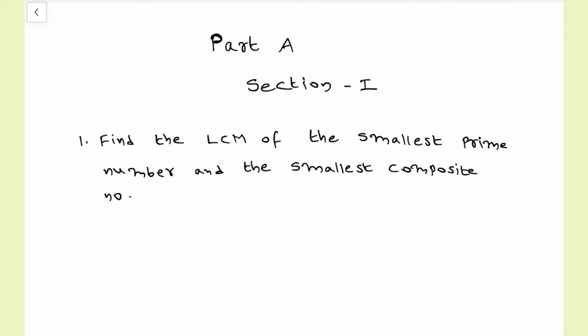In part A, we will be having description and part B, objective, right? So, in part A, we have section 1, section 2 as well as section 3. In section 1, we will be having 7 questions. Out of 7, we need to write all the 7 questions. Each one carries 1 mark. So, 7 into 1 equals 7 marks.